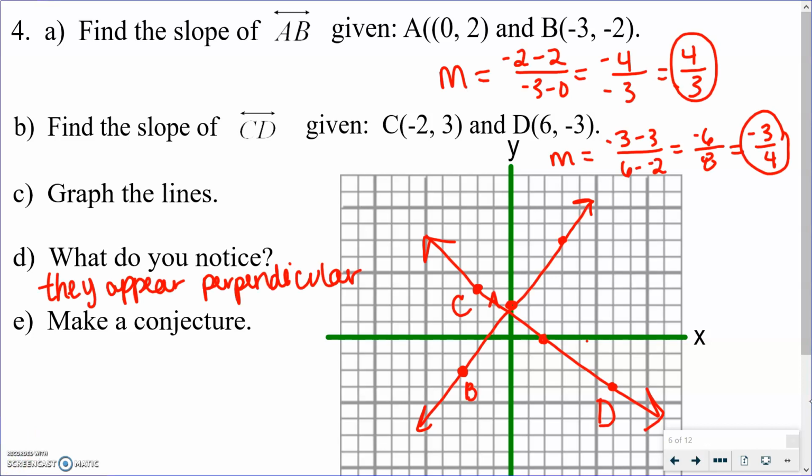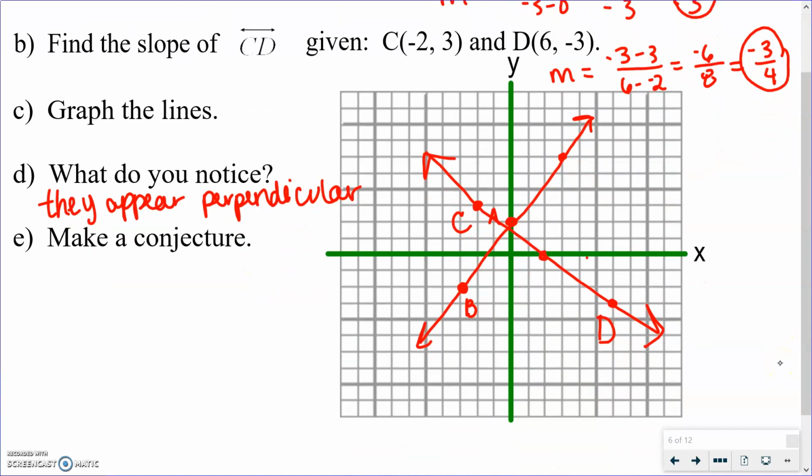Okay, so hopefully when you graphed AB and found the slope, it's got a slope of +4/3, and when you graph it, it should look like that on there. And then the slope of CD is -3/4, and that should look like it does on my graph. And again, my graphs are not perfect. And so hopefully you notice that these lines look like they're perpendicular. They appear perpendicular. Okay, well, I'm going to tell you they are perpendicular.